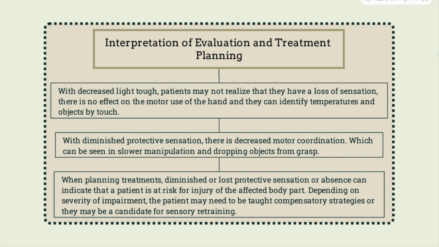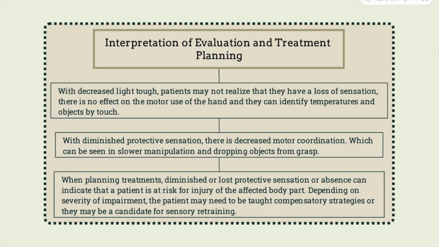Okay, interpretation of evaluation and treatment planning. So with decreased light touch, patients may not realize that they even have a loss of sensation. There's no effect on the motor use of the hand, and they can still identify temperatures and objects by touch. With diminished protective sensation, there's decreased motor coordination, and you can see that in some slower manipulation and dropping objects from their grasp.